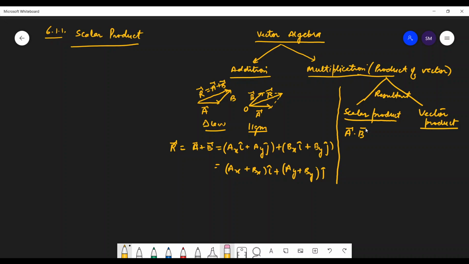This dot shows that I am multiplying these two vectors, the dot product, and here I have this cross. This is dot, this is cross. So here the resultant will be scalar, and here the resultant will be vector. This I also call the dot product, and this I also call the cross product.